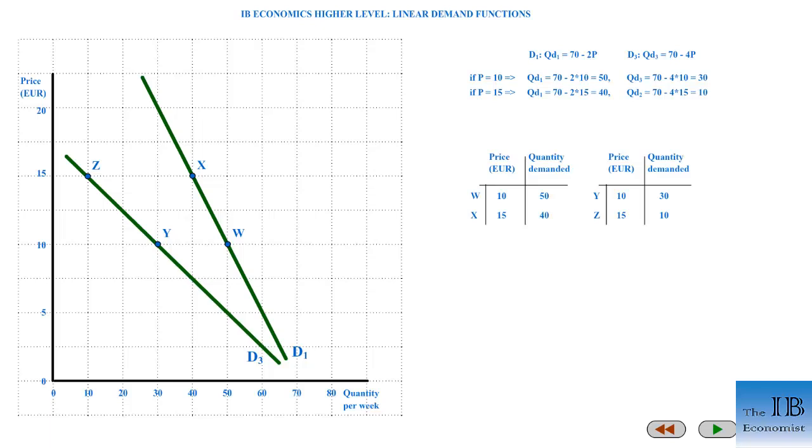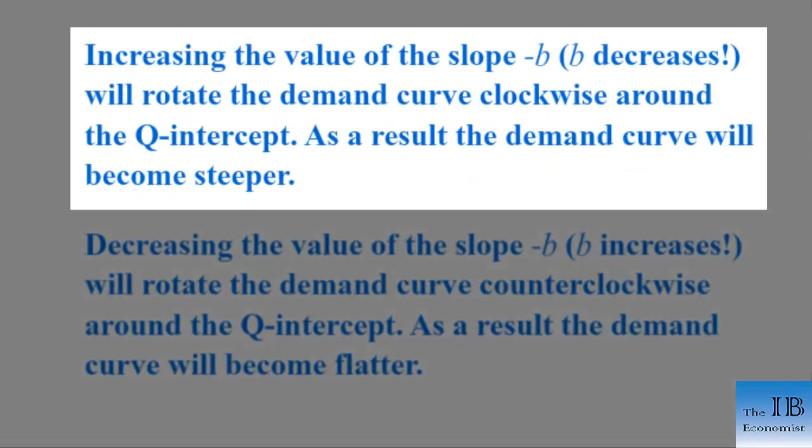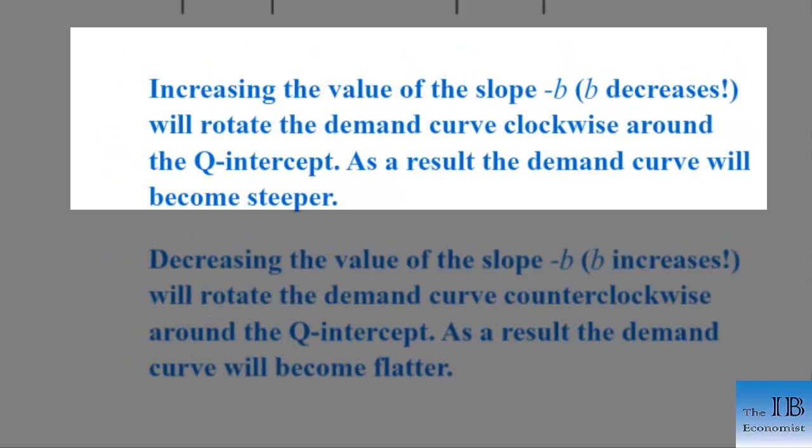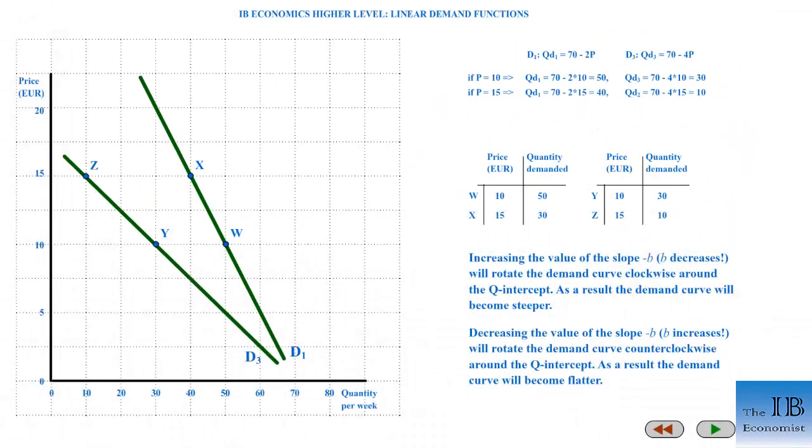We can see that this time the curve is actually rotating, and when we change the slope, the curve will be rotating around the q-intercept. Increasing the value of the slope, -b, which actually means that the value of b is decreasing, will rotate the demand curve clockwise around the q-intercept. As a result, the demand curve will become steeper. We can see this transition going from D3 to D1.